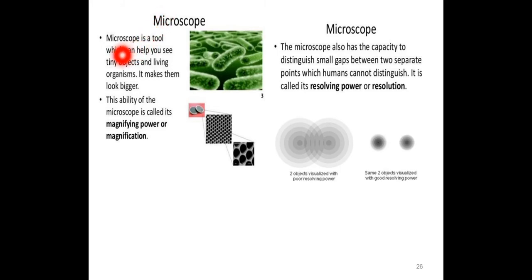Now what is a microscope? A microscope is a tool which can help you see tiny, means small objects and living organisms. It makes them look bigger. This ability of the microscope is called magnifying power or magnification. We can see the small image in big size, that is magnification, and it is possible with the microscope. The microscope also has the capacity to distinguish small gaps between two separate points which humans cannot distinguish, and it is called resolving power or resolution. Thank you.